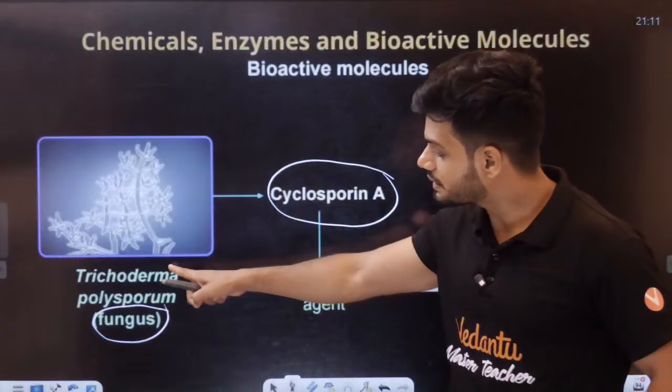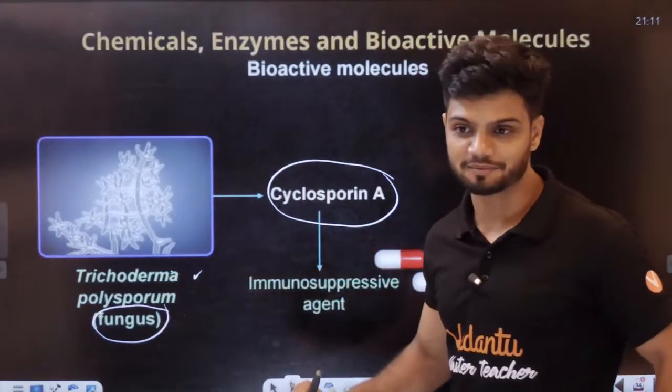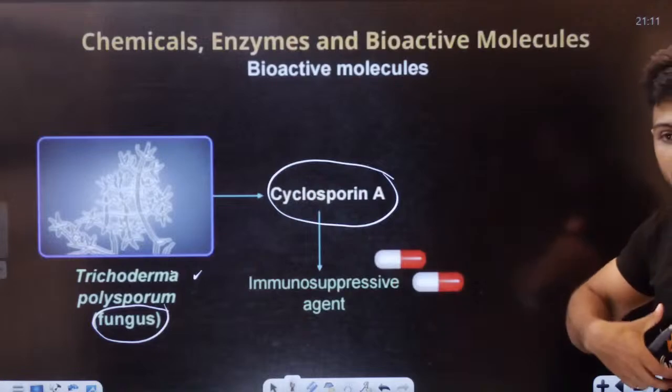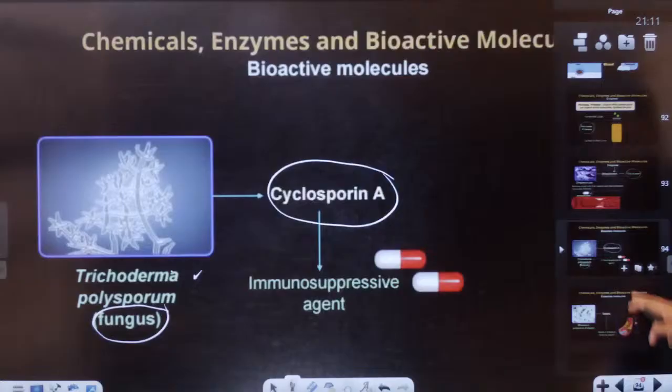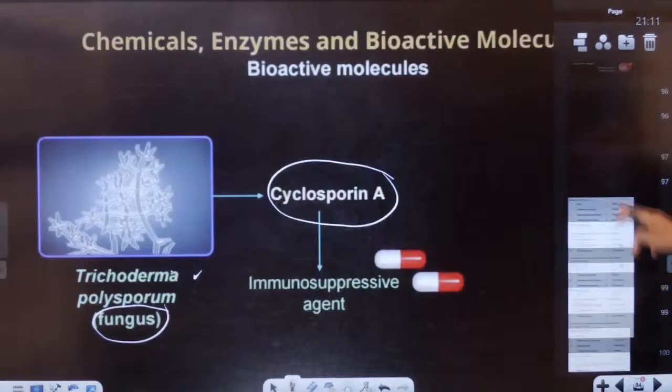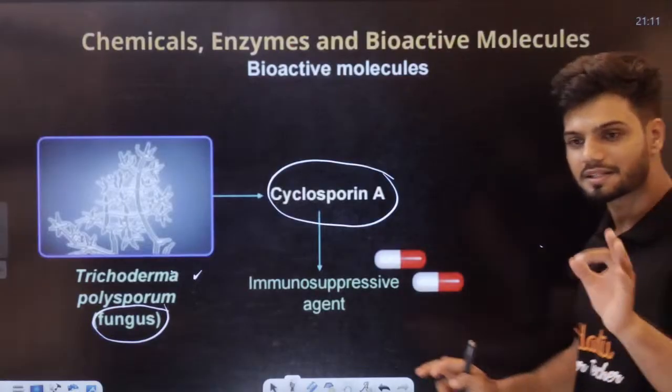Cyclosporin A comes from Trichoderma polysporum, which is a fungus, so that our immunity is suppressed. Students, is that clear? Thumbs up in the chat, all of you. Okay. Now students, with that chapter for today, class is over.